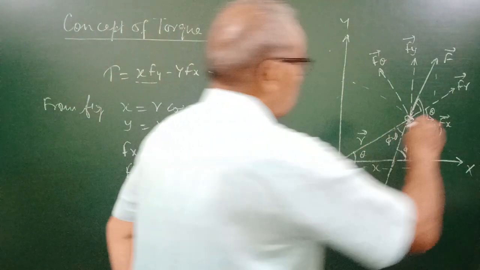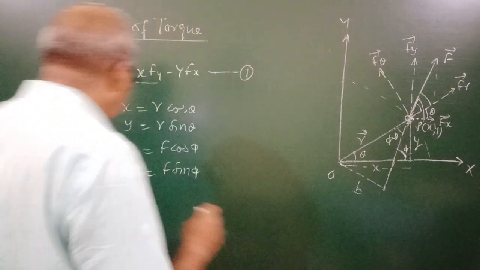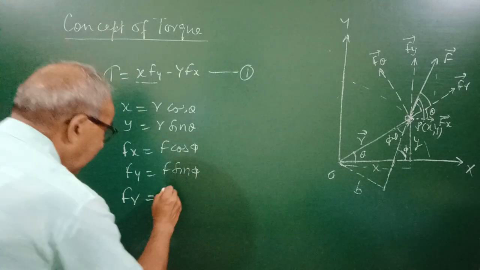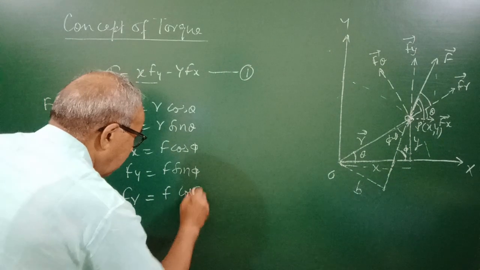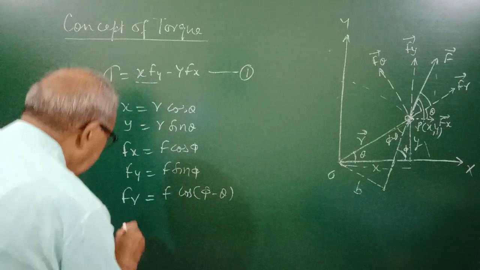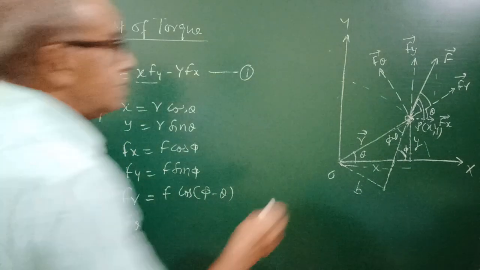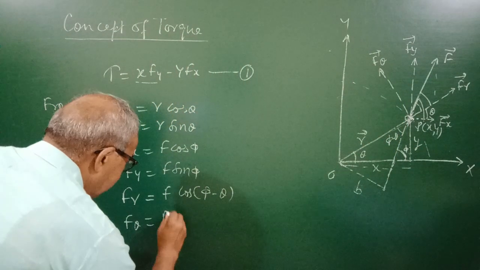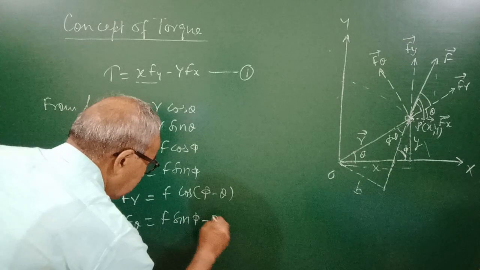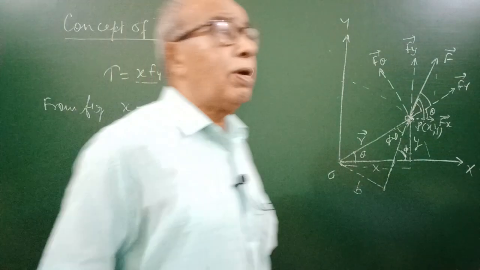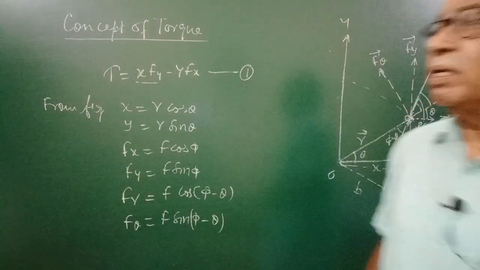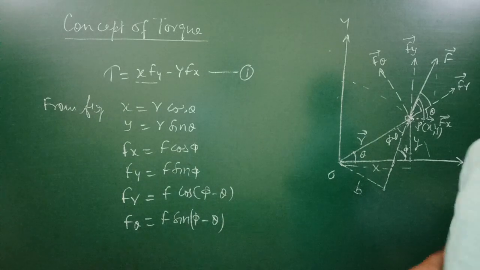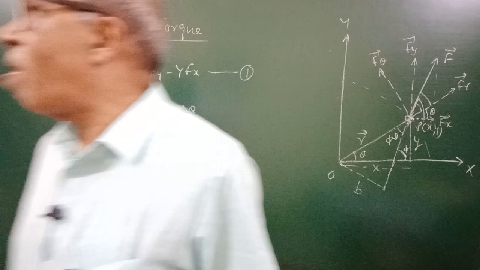Now, this angle is phi minus theta. So the radial component Fr, the magnitude of the radial component, will be F cos(phi minus theta), and F theta, the tangential component, some people write it as Ft, has magnitude F sin(phi minus theta). Actually torque is a very wide term. It can be calculated in many ways, not a single way. Okay. So please take care.